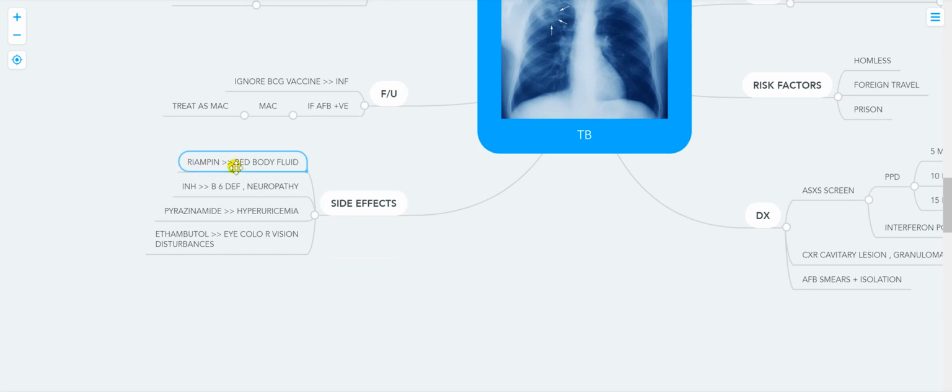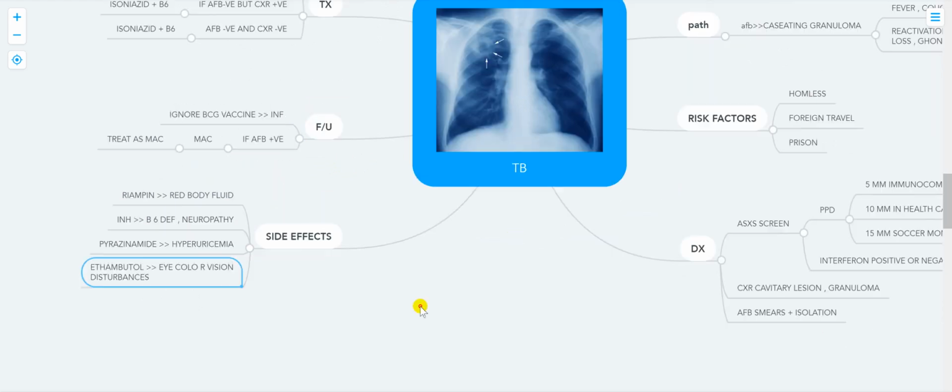The side effects: rifampin causes red body fluid, INH causes B6 deficiency, pyrazinamide hyperuricemia, ethambutol causes eye color and vision disturbances. And that is the TB summary.